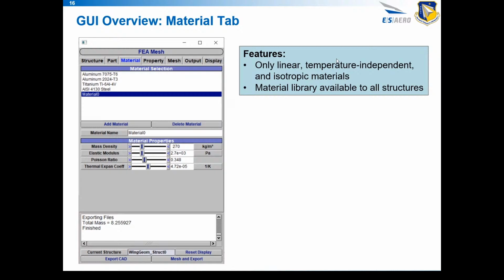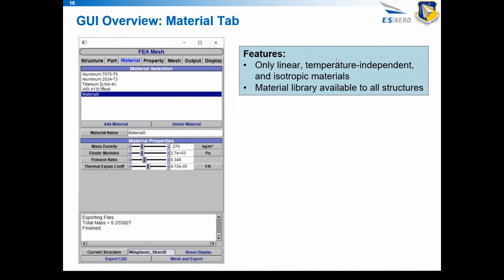Next tab we have is the Materials tab. The Materials and the Properties tabs are available for all structures, so you don't have to have a structure selected. It's just a library that, once you have a structure with FEA parts, you can assign these materials and properties to any that you like. You don't have to create a new material library for every structure that you add. So that's what this is here.